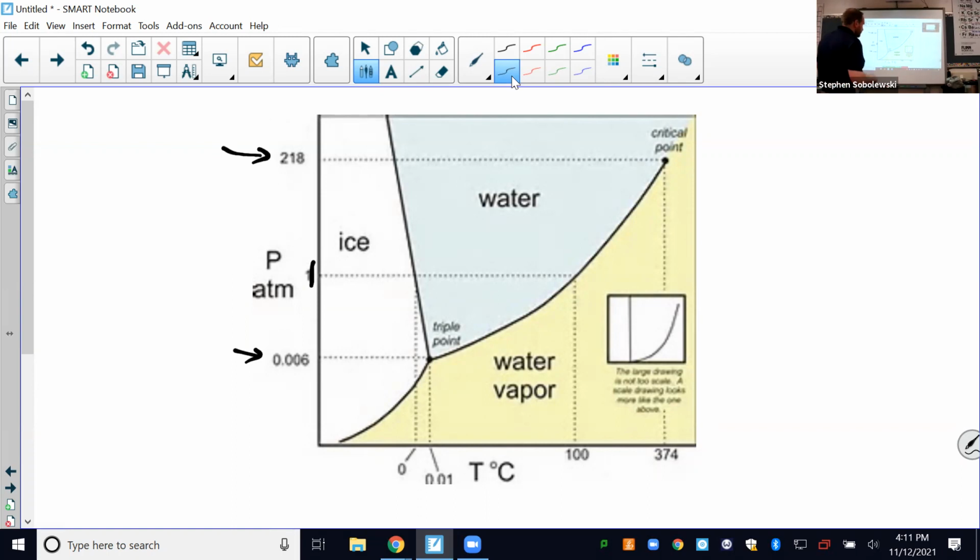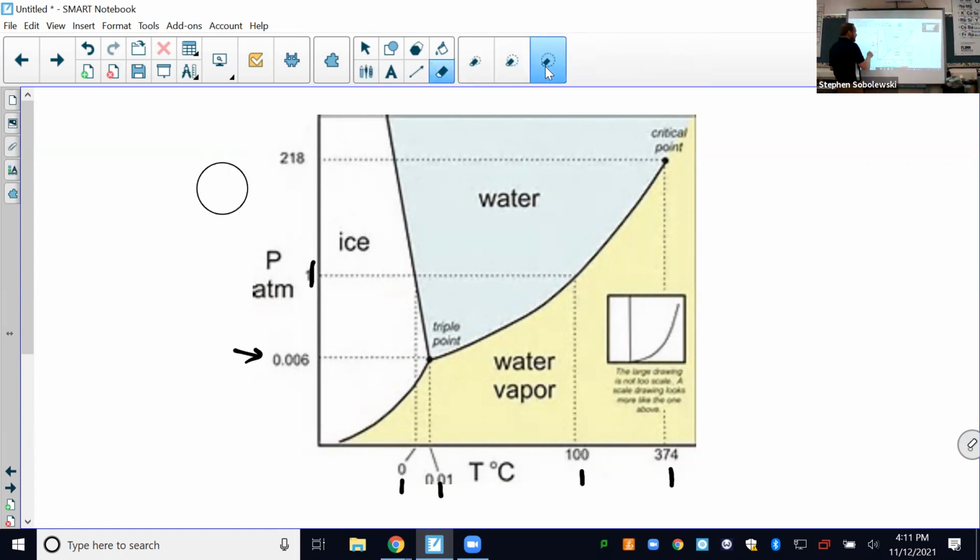Same thing with temperature down here. It's a little better, but it's still way off. We have 0 degrees Celsius here, 0.01 degrees Celsius here, 100 degrees Celsius here, and 374 degrees Celsius here. So it's not to scale. This is not designed to measure to scale. It's just designed to help teach us this.